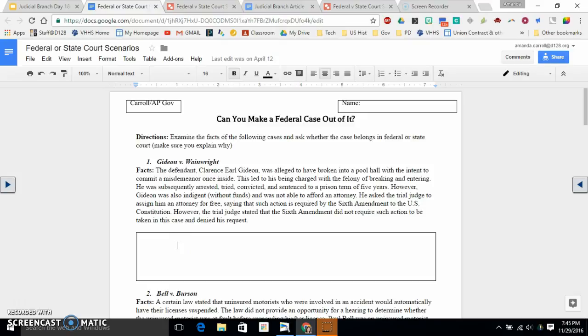And you need to explain why it is. So if it's state, what state law are they in fact violating? And if it's federal, what amendment is being considered, or what constitutional issue? Because you noted from the chart you completed that in order to make it a federal court case, it has to be most times referencing a constitutional issue.